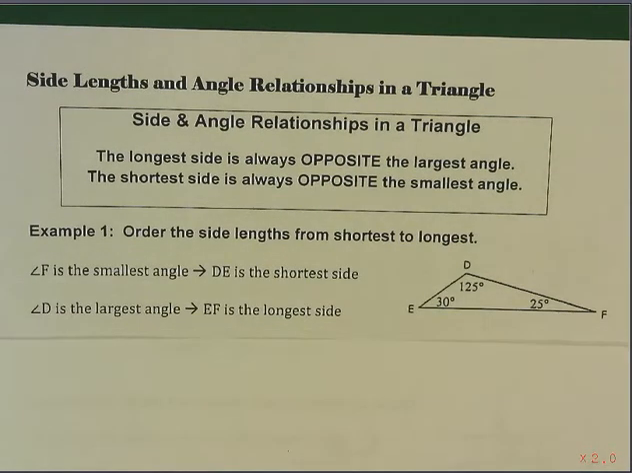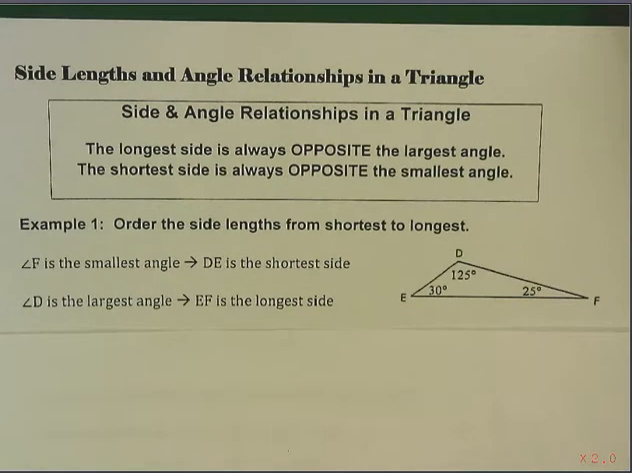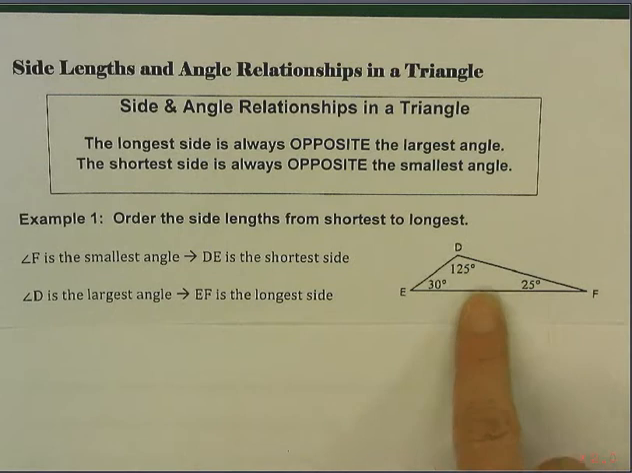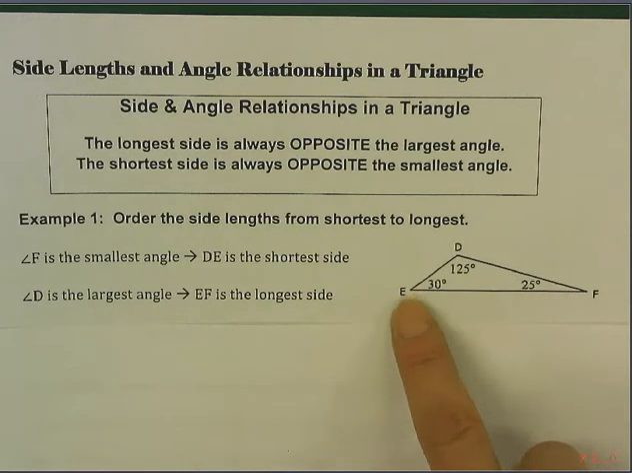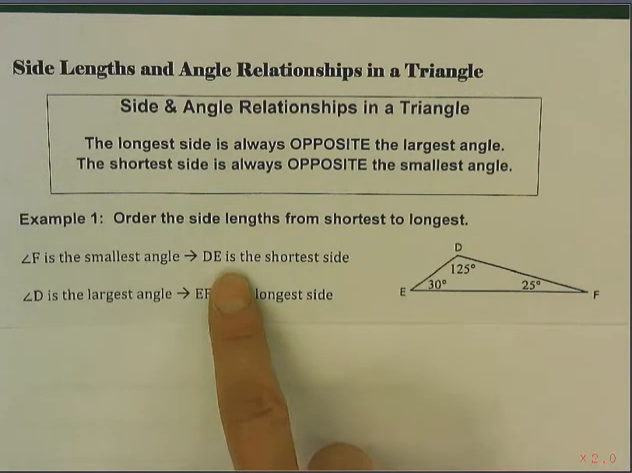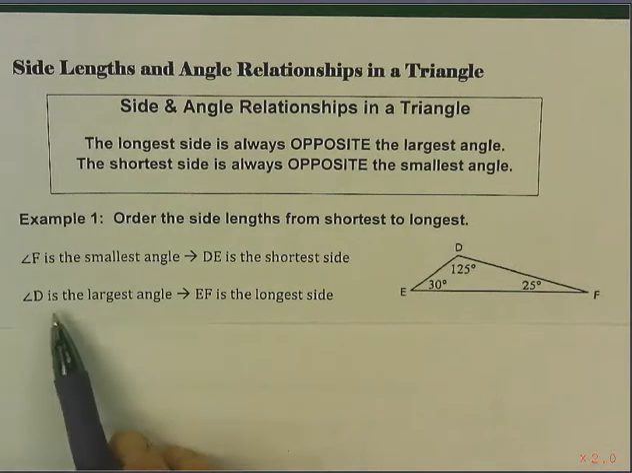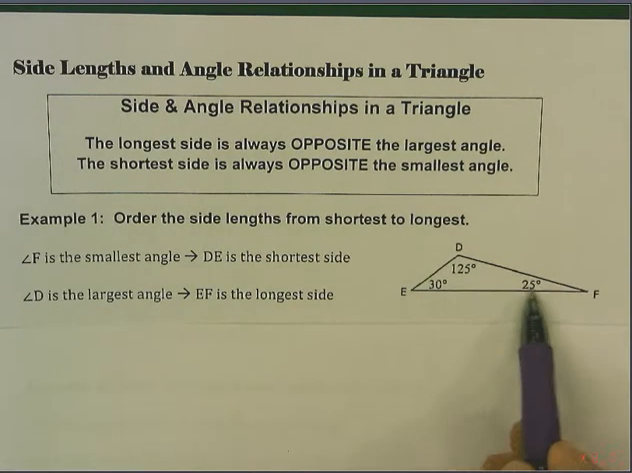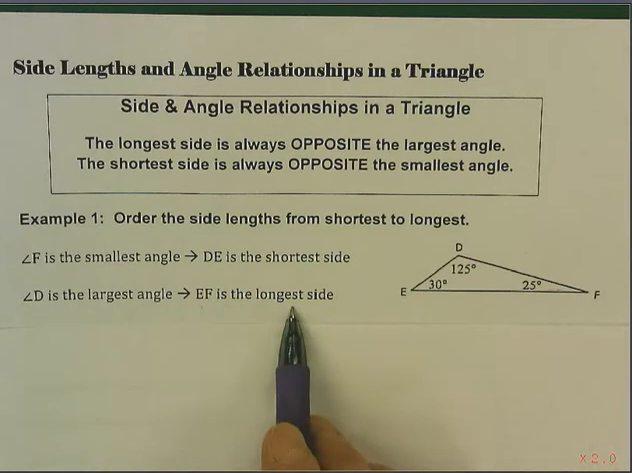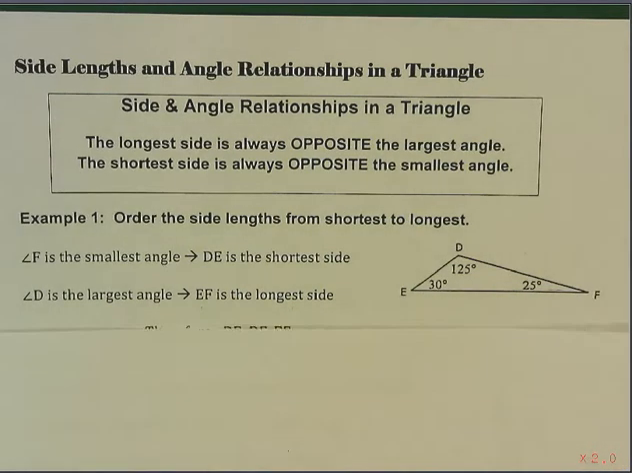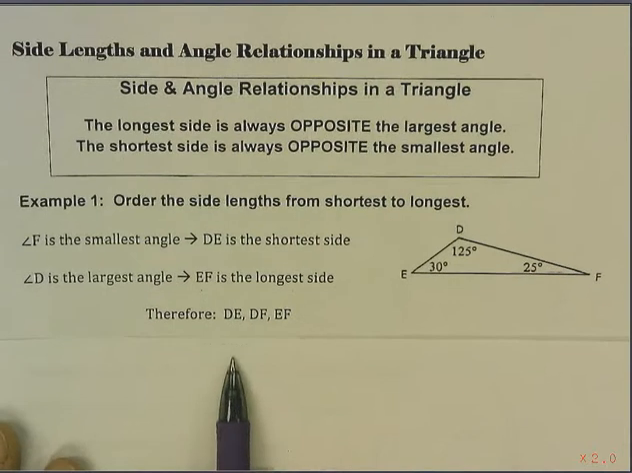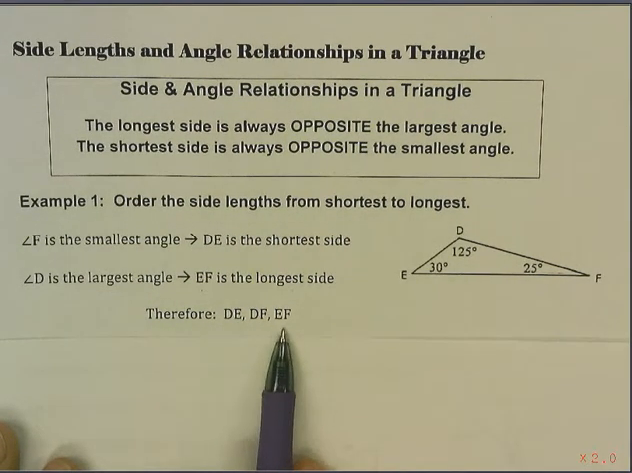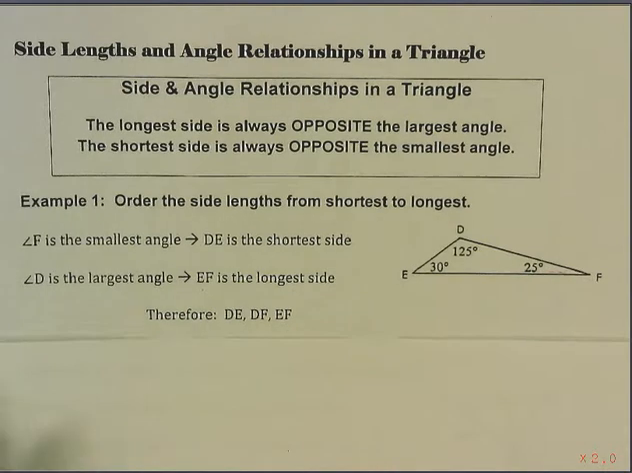So if I have a triangle, DEF, we look at the smallest angle, which is 25. The side opposite angle F is DE, so DE is going to be the shortest side. D is the largest angle, so the side opposite D is going to be EF. So EF would be the longest side. Okay. Therefore, we can order the side lengths from shortest to longest, DE, DF, EF. Okay. Typical type question.